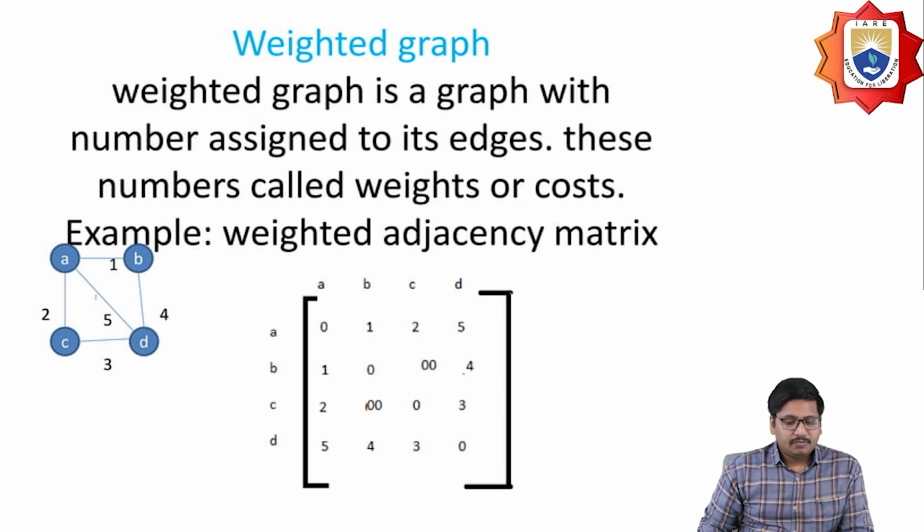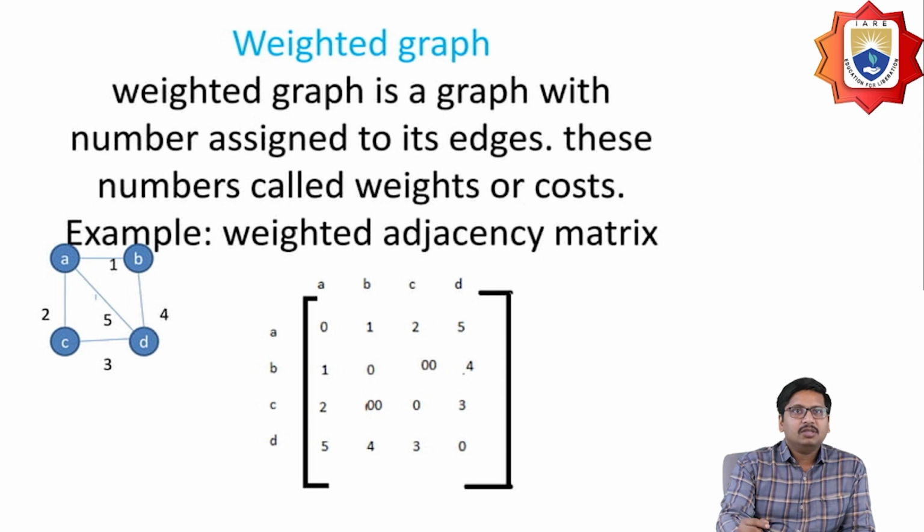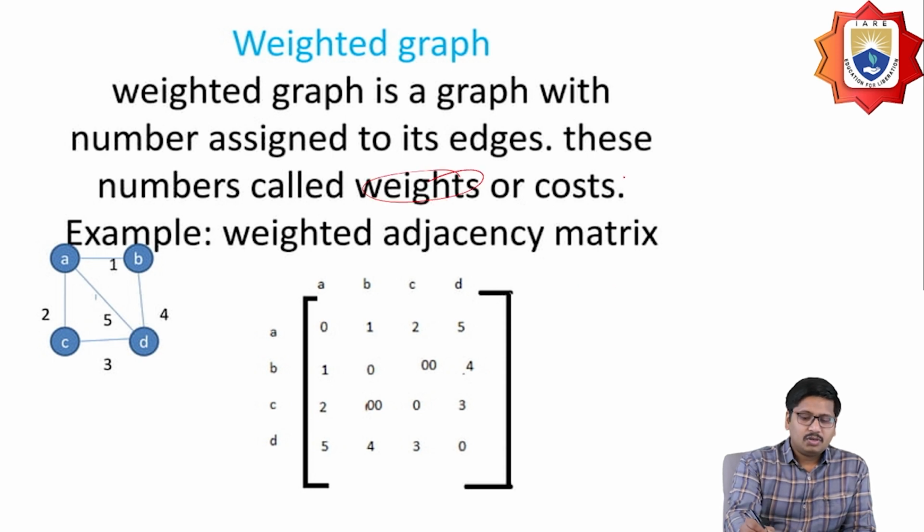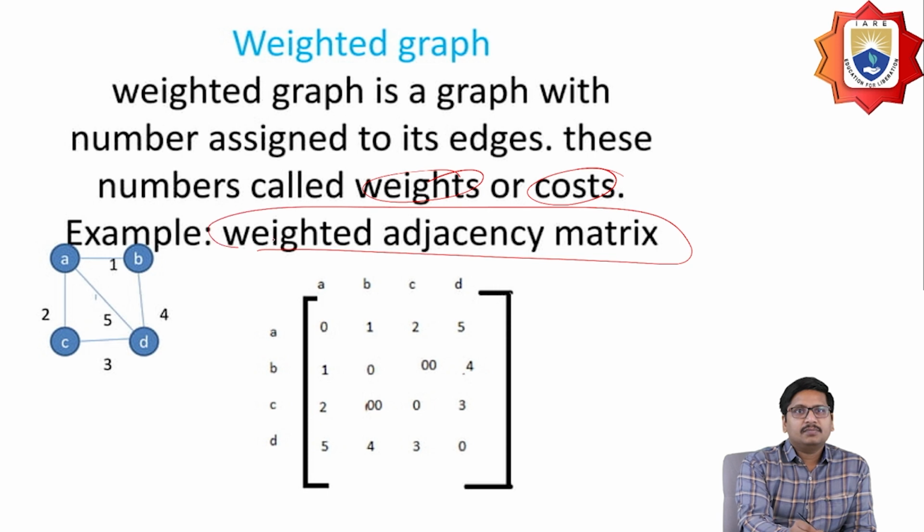What are the other types of graphs we are going to have? The weighted graph is the graph which assigns a number value to its edges. These numbers we call weights or costs. For example, a weighted adjacency matrix.